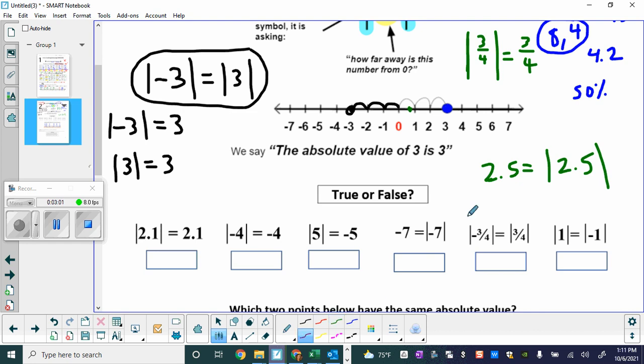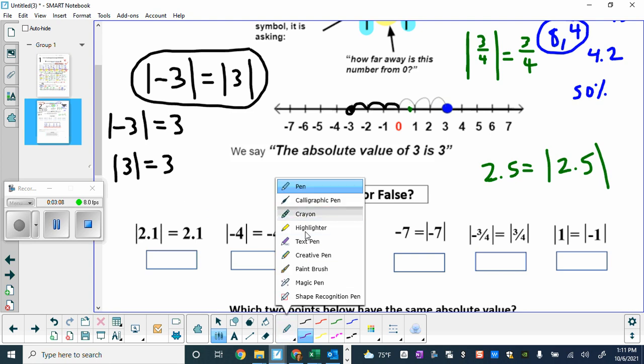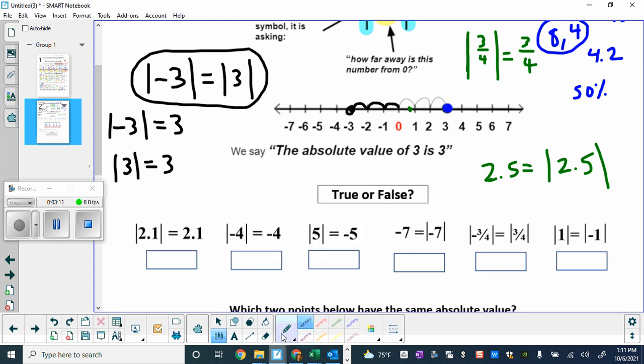Now in the middle of this page in your packet, we've got just a series of true or falses. And I want your eyes to focus on the side that has the absolute value, all right? So in the first one, the side that has the absolute value symbol is right here. So I want to know how far away is 2.1 from 0. And this says that it's 2.1 spaces away. So that is going to be a true statement. This one's true. 2.1 is 2.1 spaces away, and that's what that says.